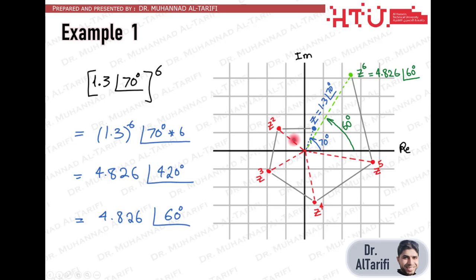We need to do this 4 more times. Every time the magnitude gets scaled up by 1.3 and another 70 degrees will be added to the phase. At the end, we complete a full round and an extra 60 degrees as demonstrated here by the final vector in green.